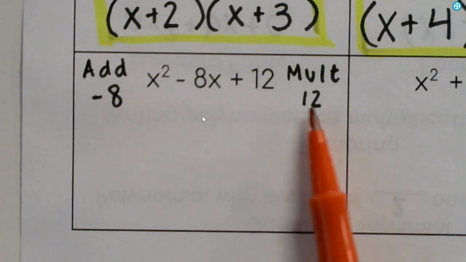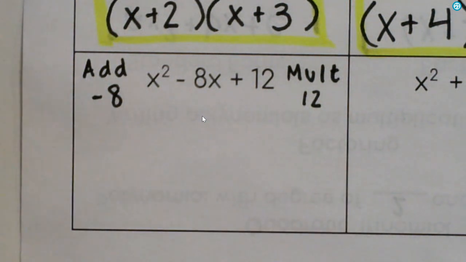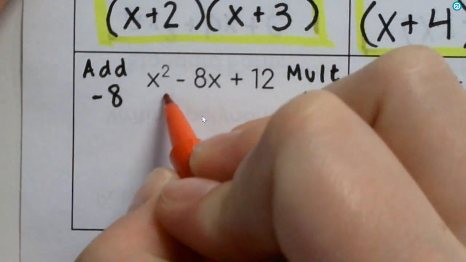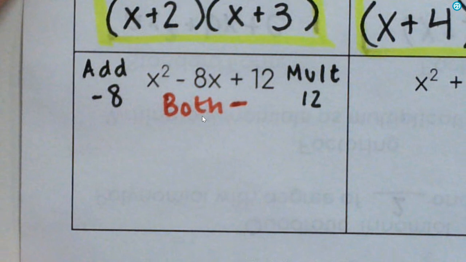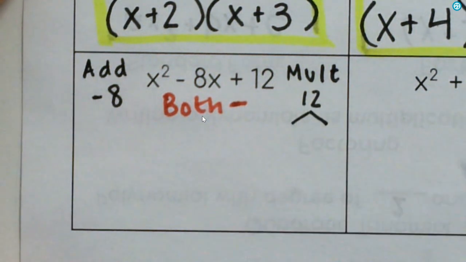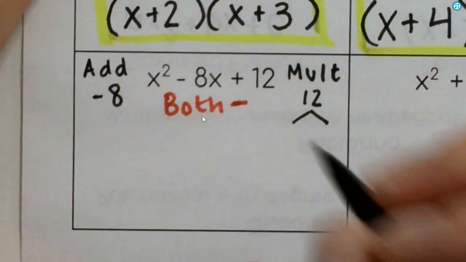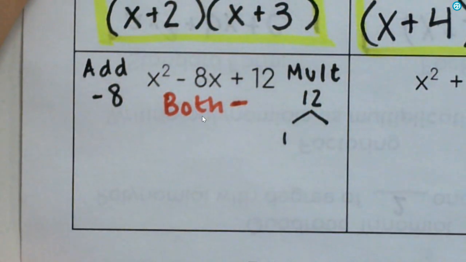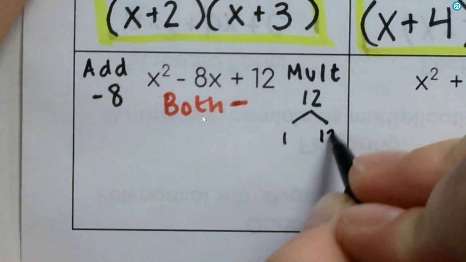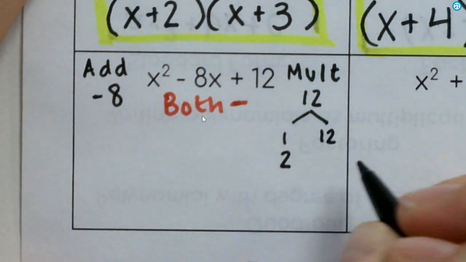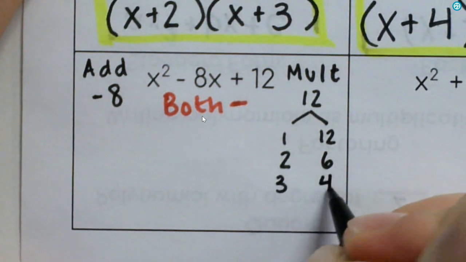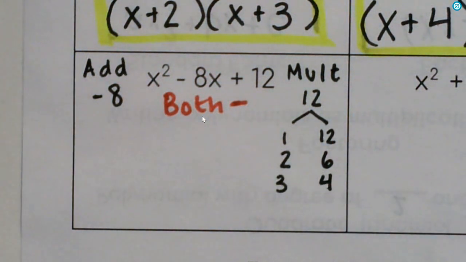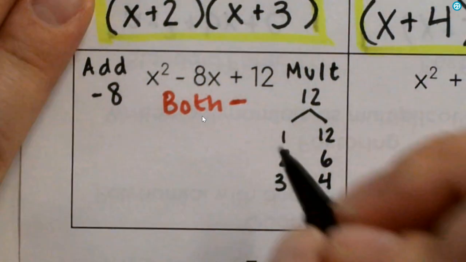Since I am multiplying to be positive, but adding to be negative, that's the third row in my table, I want two numbers that are both negative. So we can just make them all negative as we're listing them. So my multiples of 12 are 1 and 12, 2 and 6, 3 and 4. Okay. Then I need to make them both negative. So I'm going to make everybody negative.